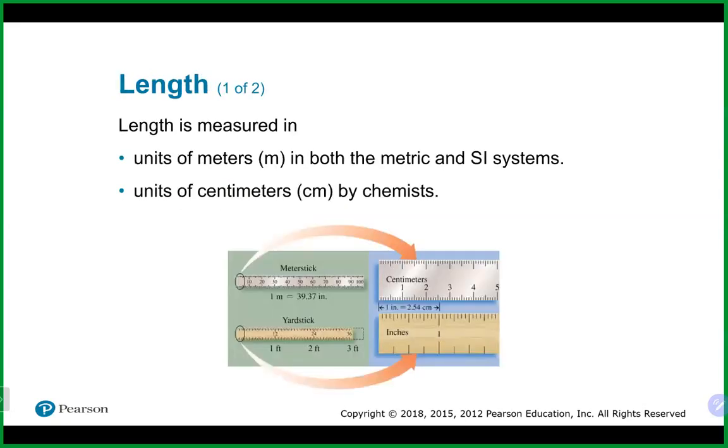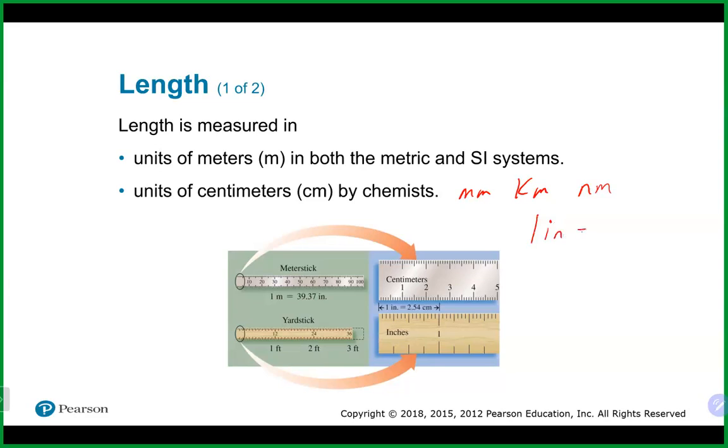Now, length. The SI unit for length is meters. Other common units of length are centimeters, millimeters, kilometers. Not so much in our class, but things like nanometers do pop up as well. And these are really all just prefixes that change the unit. We'll talk about those in just a second, but there is a relationship in terms of length.